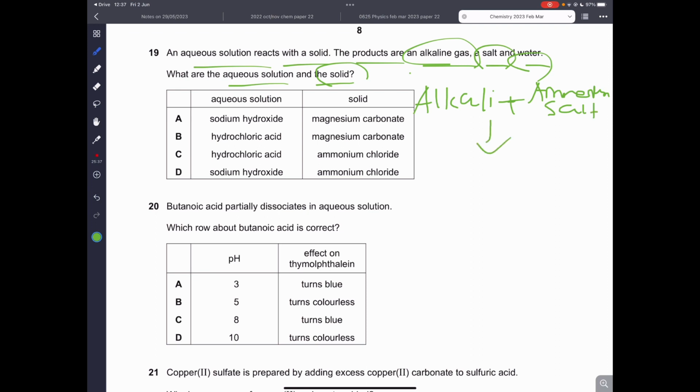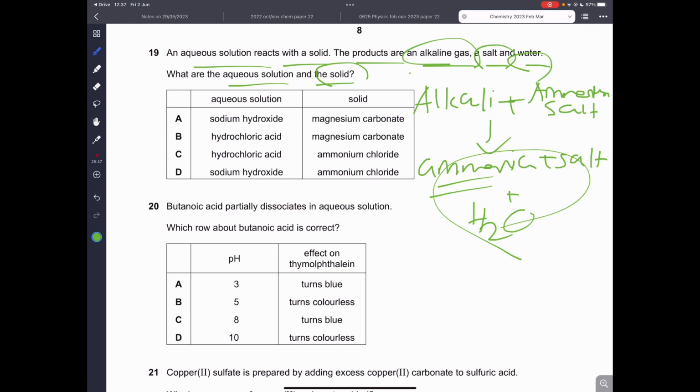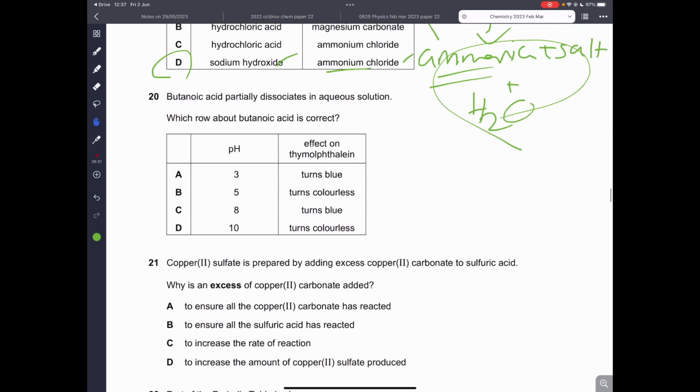It's going to produce ammonia, a salt, and water as the only products. And we know ammonia is slightly alkaline, and therefore the aqueous solution has to be sodium hydroxide, and the solid has to be an ammonium salt, which is ammonium chloride. So D is the correct answer.